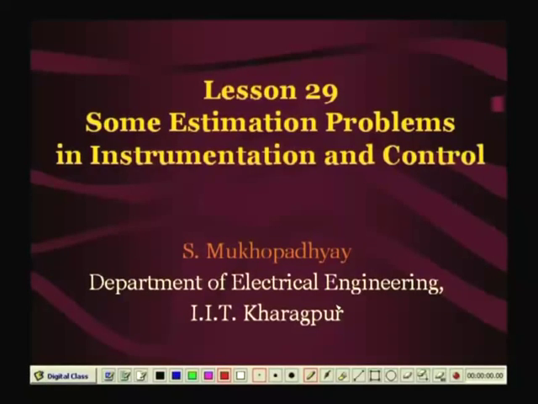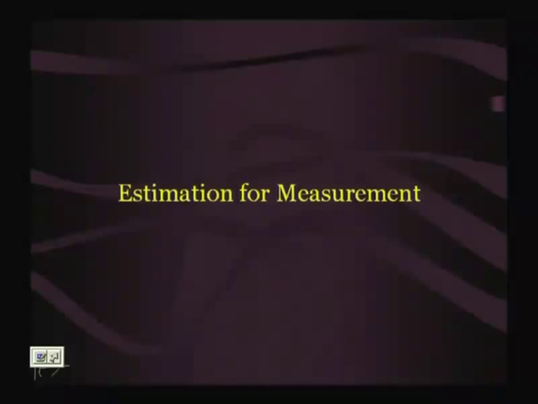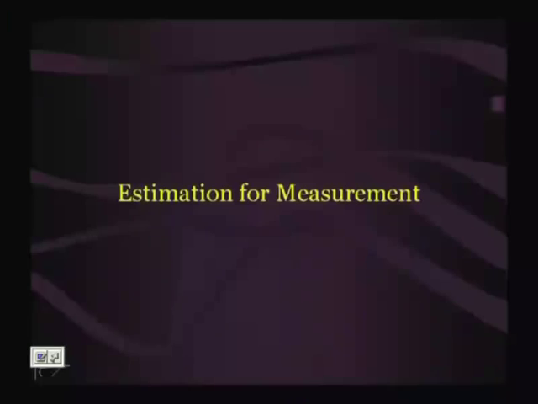So, today we are going to discuss some applications of estimation in instrumentation and control. First let us talk about the measurement problem. That is, the basic objective is that we want to measure some quantity for some purpose. One of the very common purposes is to measure a quantity for control. We will discuss such an application later, but you also measure quantities for various kinds of industrial operations. So, today let us first look at what estimation technology can do for measurement.